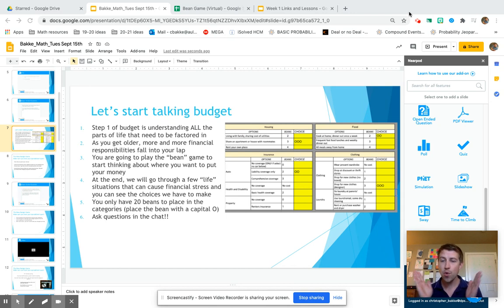And we're going to start getting more and more specific throughout this week and next week as to how do you budget for the life that you want? How do you make sure you're saving up for a house? How do you make sure you have enough money in case things sort of go wonky in your life?